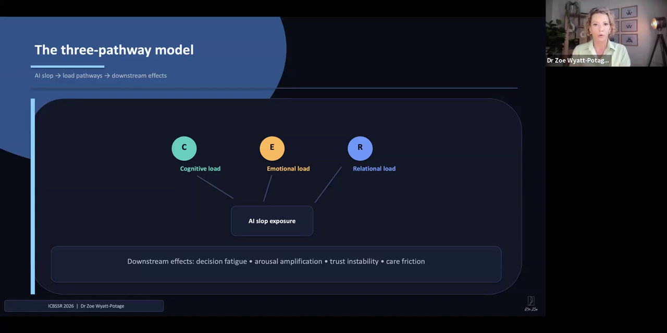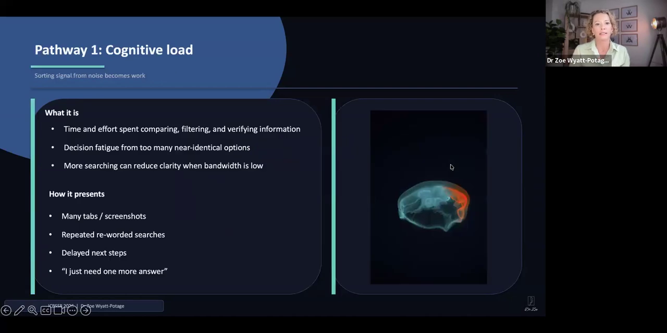The relational is more about trust. We might start to distrust reliable sources because we've been bombarded with so much, it's my favorite word again, AI slop, nonsense, that we then don't see the validity of some sources. But then that trust can also come across to our relationships as well. And in terms of care, there can be friction. Let's look at these three in a bit more detail, starting with cognitive.